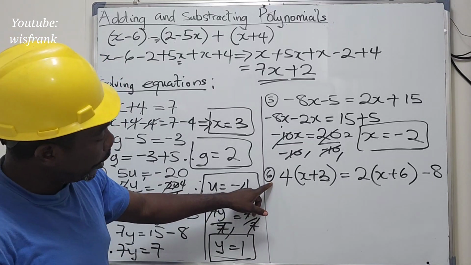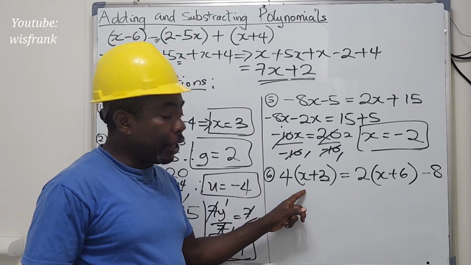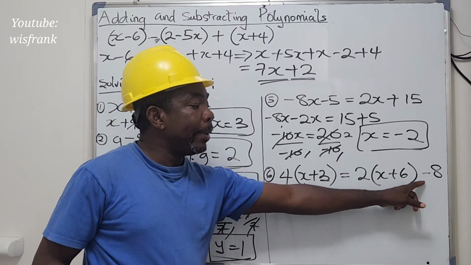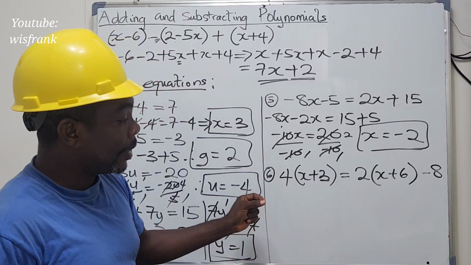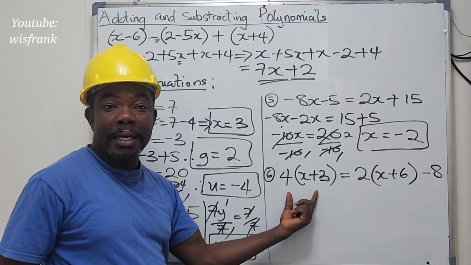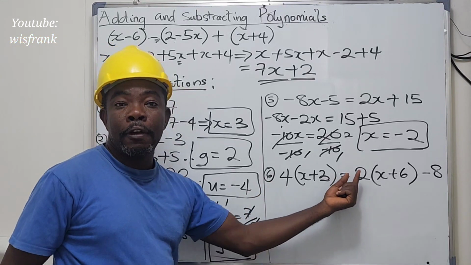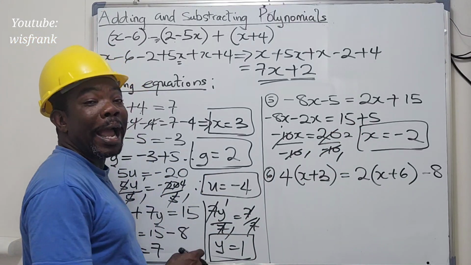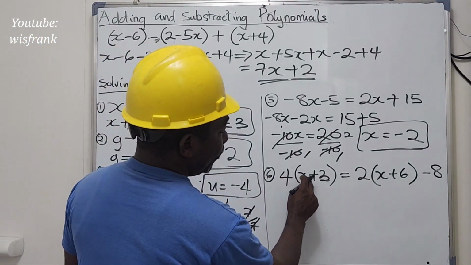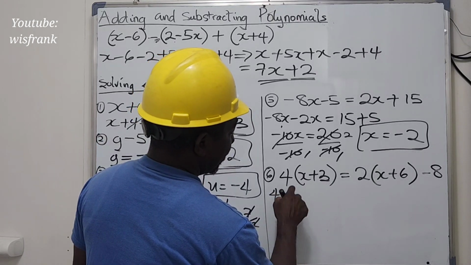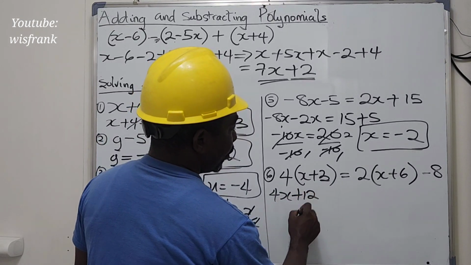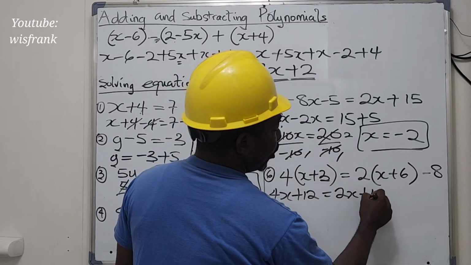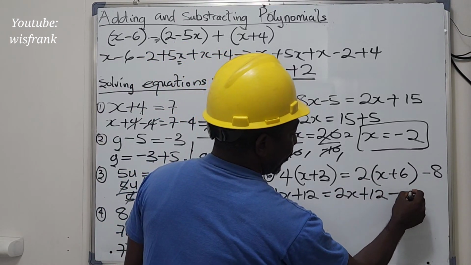So the next one, number 6, where we have 4 into x plus 3 equals 2 into x plus 6 minus 8. So the first step that we are going to do when we have an equation like this, we need to expand this parenthesis for us to see each section of the coefficient of the variable and constant. So here, 4 times x will give us 4x. 4 times 3 will give us plus 12 equals 2 times x will give us 2x. 2 times 6 will give us plus 12. Then we bring down minus 8.